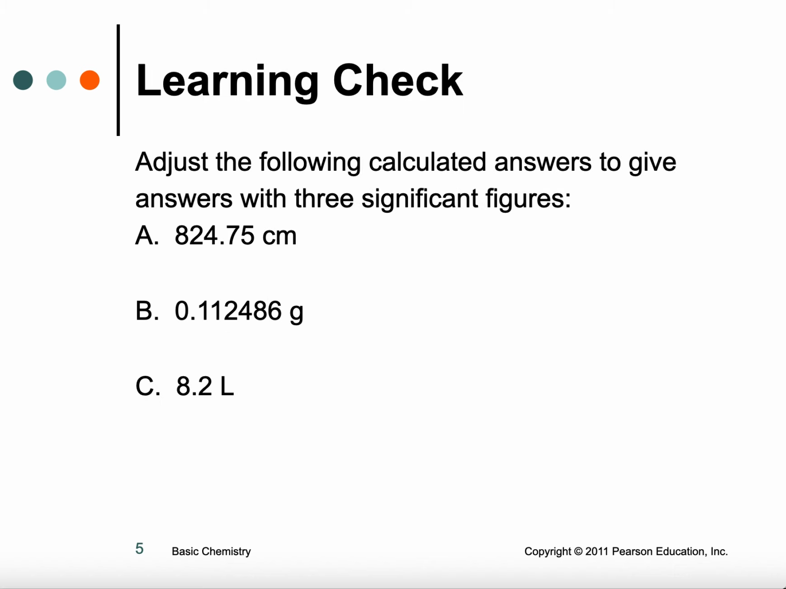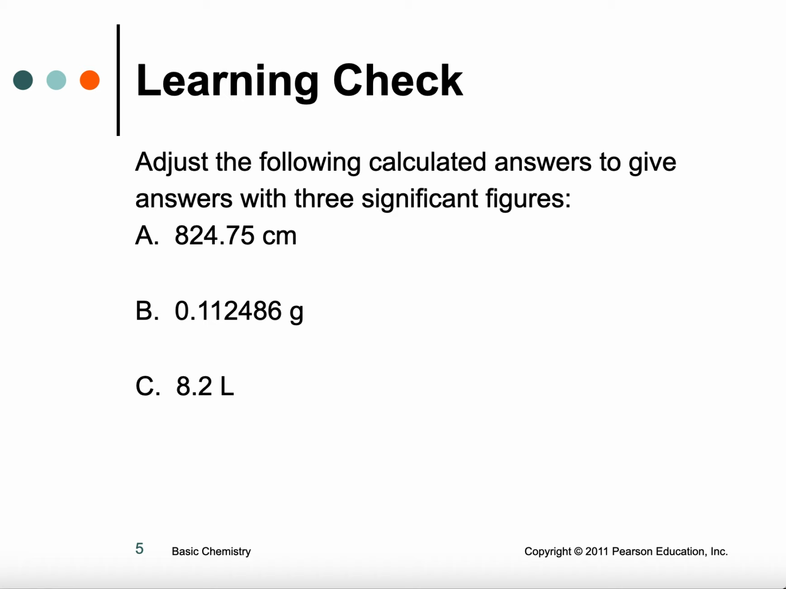Okay, adjust the following calculated answers to give 3 significant figures. All right, so the first 3 would be significant: 8, 2, and 4. Look over to the next number. It's a 7, which is more than 5. That means the 4 goes up to 5. So your expressed answer would be 825 centimeters.